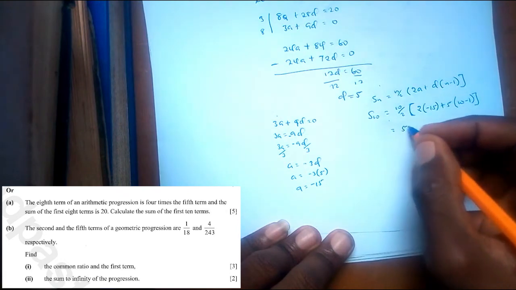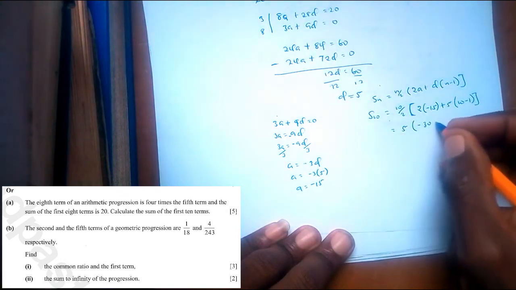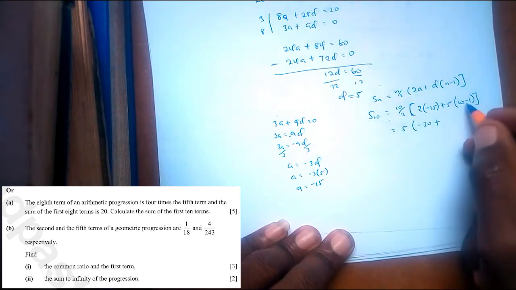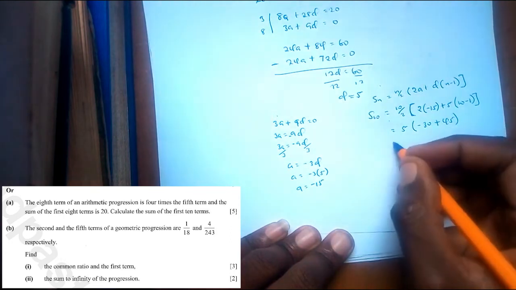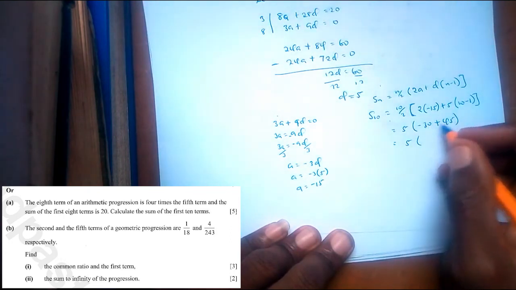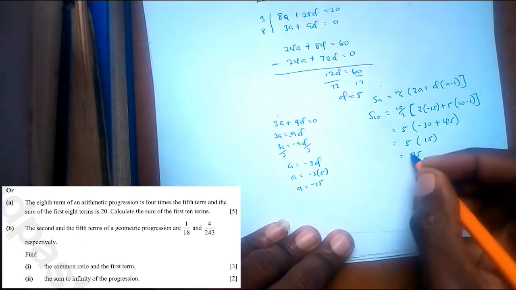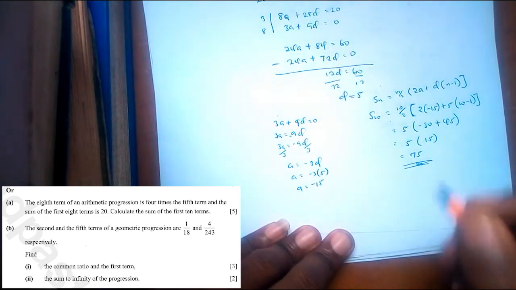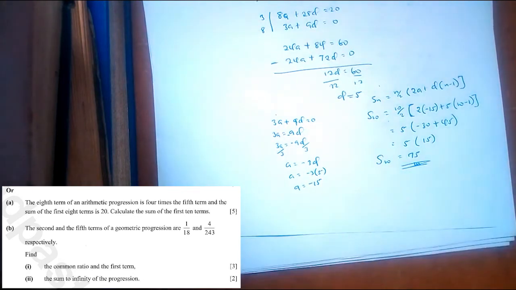This will be equal to 5 times negative 30 plus this, and this is 9. 9 times 5 is 45. So 5 times 15 will be equal to 75. That is S10.